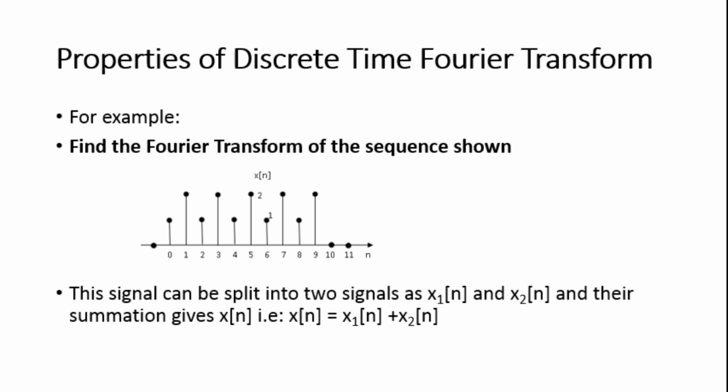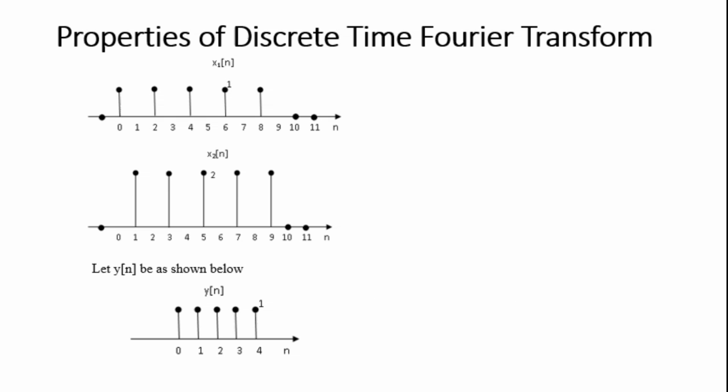For example, find the Fourier transform of the sequence shown. The sequence is given and this signal can be split into two signals as x1 of n and x2 of n, and their summation gives x of n, that is x of n is equal to x1 of n plus x2 of n. So x1 of n is given, the amplitude of the signal will be 1 and x2 of n, amplitude of the signal will be 2.